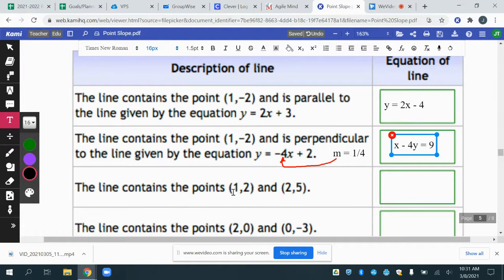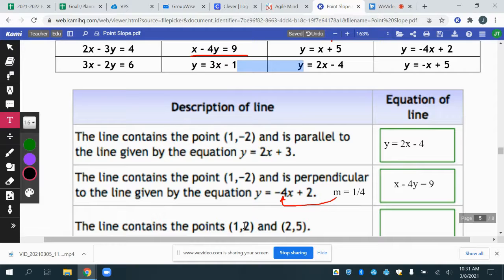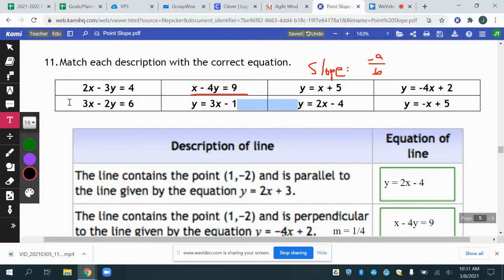Okay, what line contains these 2 points? Now this would be nice if we had a point-slope form or something, but oh well. We're going to find which one works here. First, we're going to find out all the ones that (1, 2) works in. If I plug a 1 in here and a 2 in here, does it work? That's 2 minus 6 equals 4. It does not work. (1, 2) doesn't work there. How about this one?